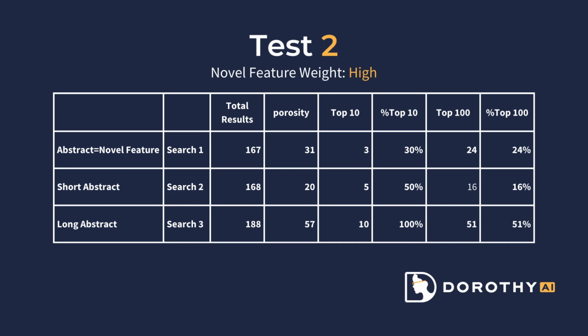The number of results that include a description of porous material increases slightly from what we saw in the original first test. The number in the top 10 is about the same for the abstract and novel feature and the short abstract. But when we look at the long abstract, we see that 100% of those top 10 results, so 10 out of 10 results, describe porosity. And again, we see an increase in the number of results that are being returned in the top 100 as well, moving up to 51.